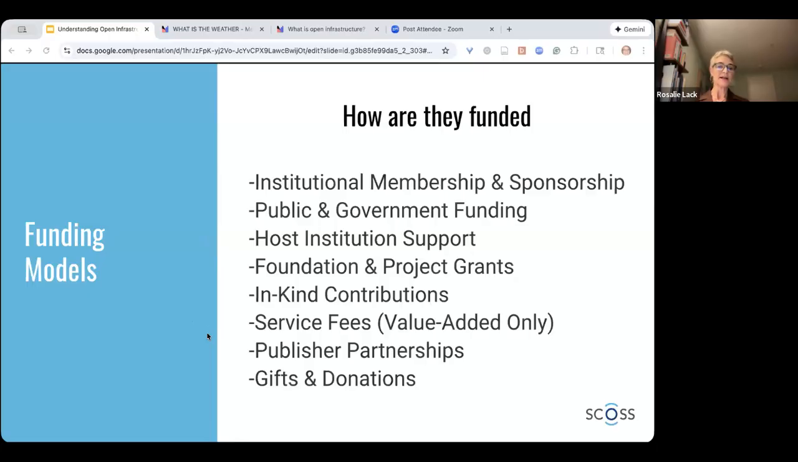There are some infrastructures that actually do charge some service fees. It's never for the core data or the core information, because that would in fact be a violation of the POSI principles, which really require that the core data be openly available, but you may add value-added services on top. Then there may be charges for that. And also, another way is publisher partnerships. Some infrastructures partner with publishers and get financial support in that way. And then finally, gifts or donations from individuals or institutions. So it's a variety of ways they may be funded.